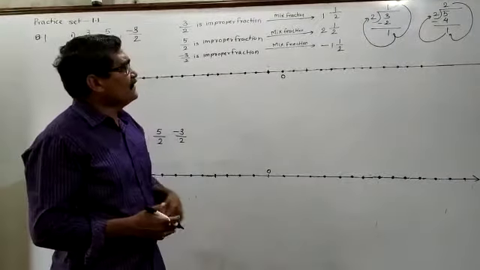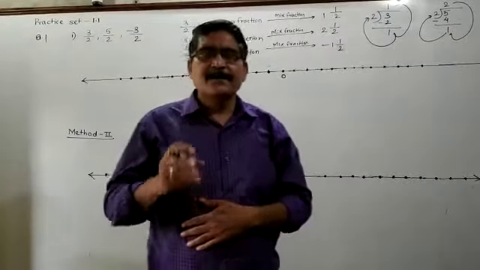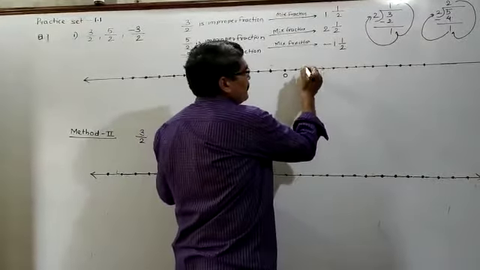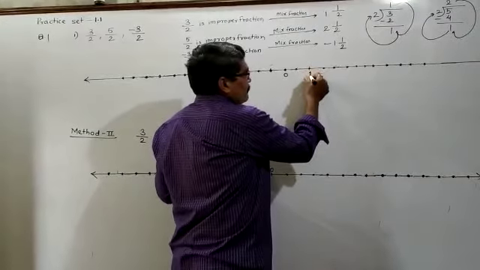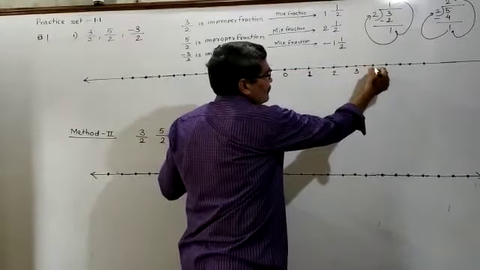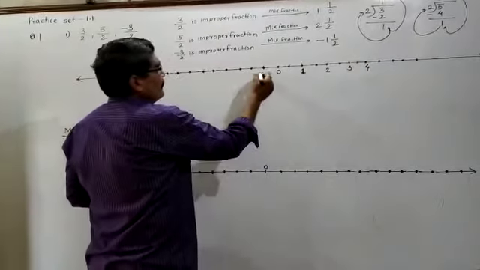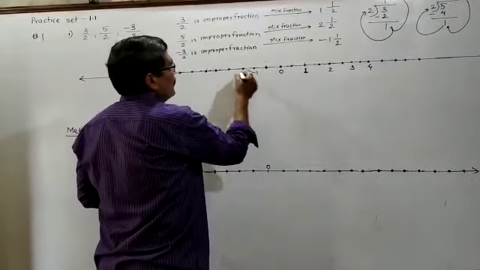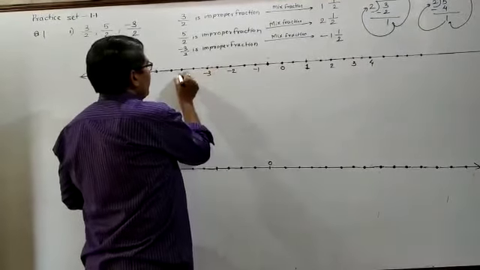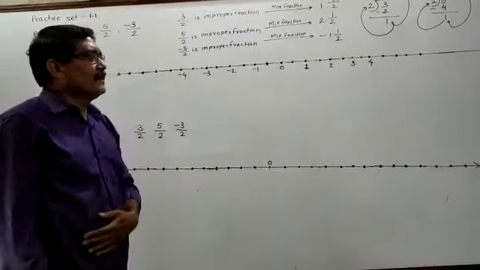Then you have to see the denominator. Denominator is 2, which means in between 0 to 1 you have to divide it into 2 equal parts. Then here 1 will come, here 2 will come, here 3 will come, and here 4, like that. Here minus 1, minus 2, minus 3 and minus 4. You have to show these numbers on the number line.